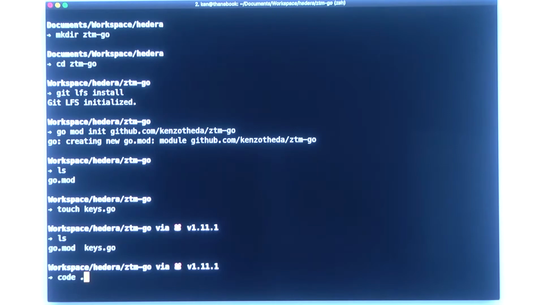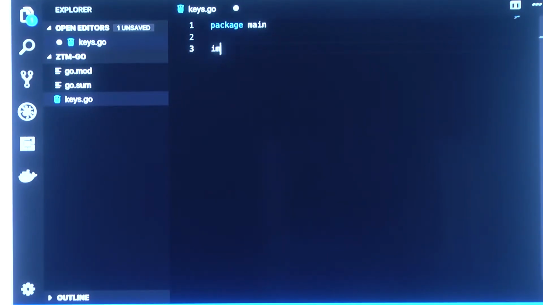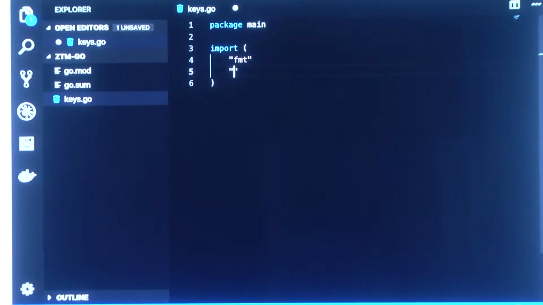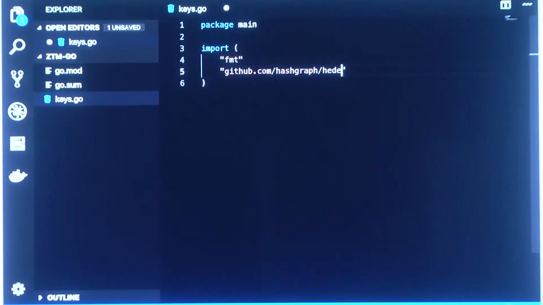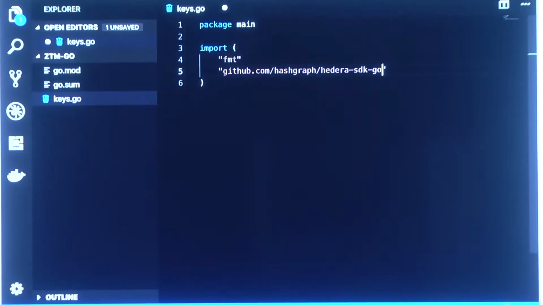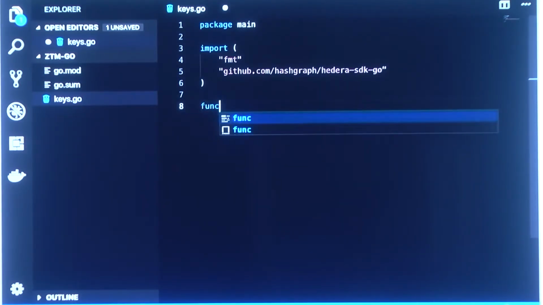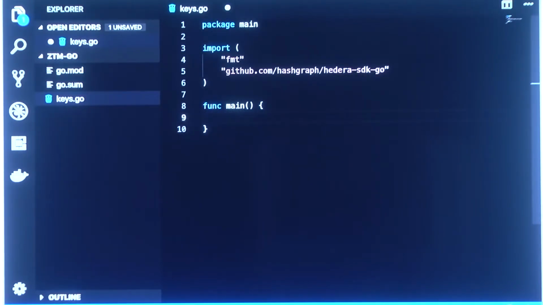I'm going to open this up in Visual Studio Code. You can use whatever IDE you want. I generally use GoLand from IntelliJ, but Visual Studio Code is just fine. So we start this like any other package. Obviously, you've got to start with package main. We're going to do our imports. I'm going to import fmt and the Hedera SDK for Go, which can be found at github.com/hashgraph/hedera-sdk-go. And then, of course, func main.